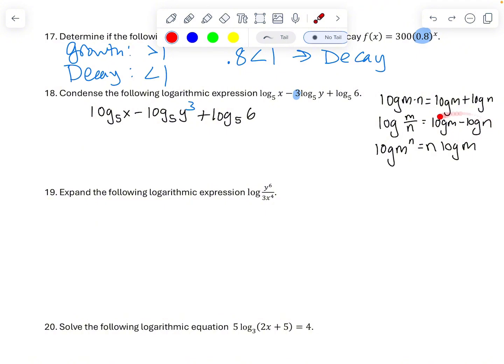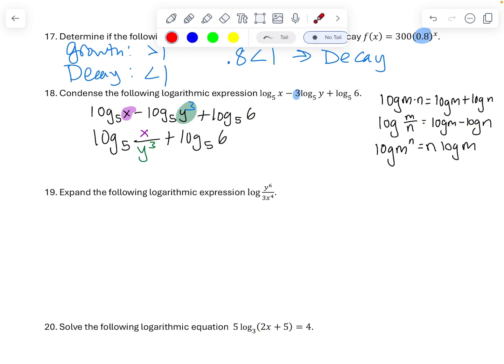So to undo my subtraction, I'm going to divide those two things. So I'm going to condense it down to one log. So I have log base 5. I'm going to take my x and I'm going to take my y cubed and I'm going to put the x on top. I'm going to divide by y cubed. Okay, so whatever is first, that's in the numerator, whatever is second, that's in the denominator. Okay, then I have plus log base 5 of 6.